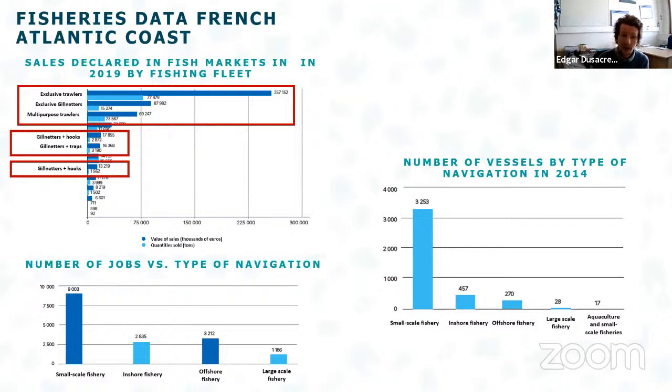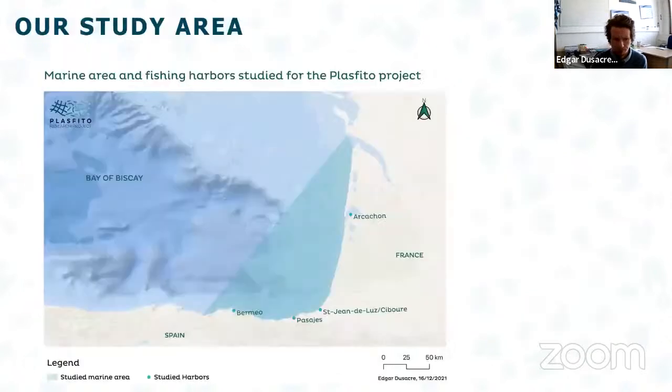In France, the direct number of jobs created by fishing activity is close to 16,000 jobs. So it's a real economic sector. Here is our study area, the southwest of the Atlantic for the French coast.